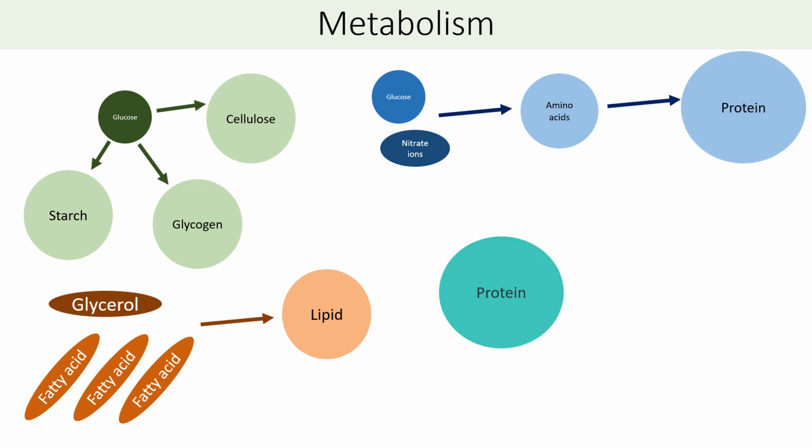And finally, we can talk about proteins. In our diet, we have excess, and they can be broken down to form urea, which can then be excreted out of our bodies. So all of these are examples of metabolism. As well as these, we also have respiration as an example of metabolism.